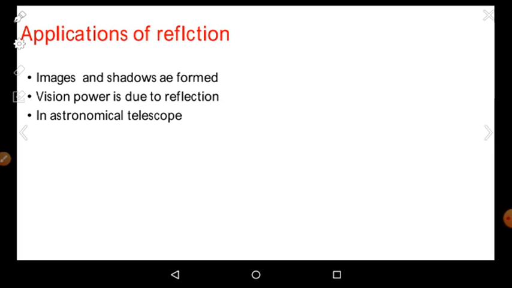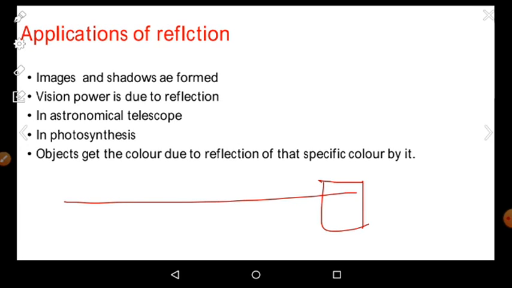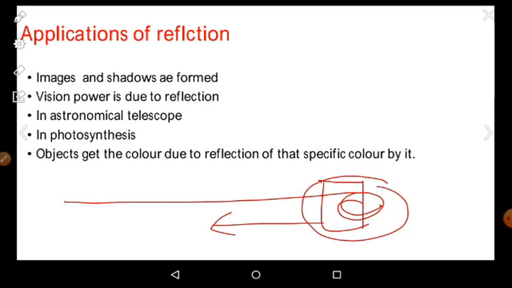And in astronomical telescopes, the property of reflection is the basic principle used to construct the telescope. And also, the leaves get the green color, and all the objects, all the bodies, get their color due to reflection. When white light strikes an object, it absorbs all the colors and reflects a particular color. Then this object is seen in that particular color.